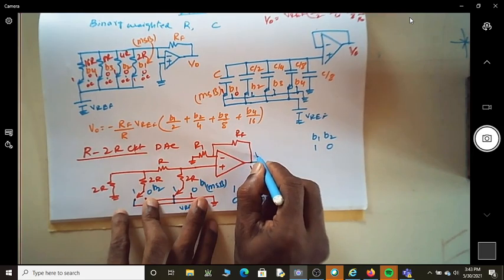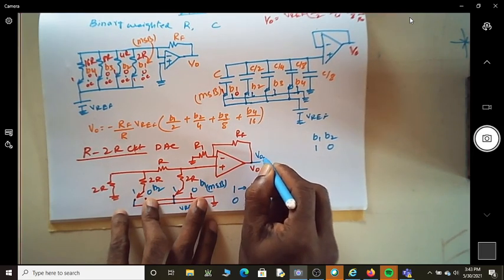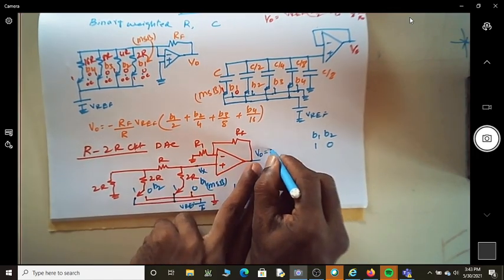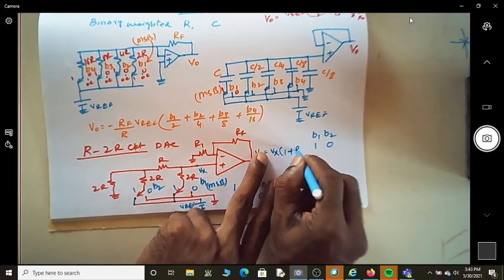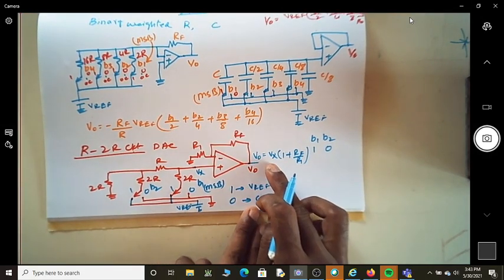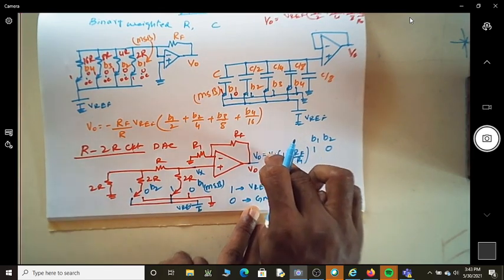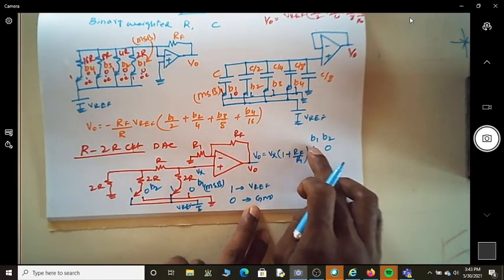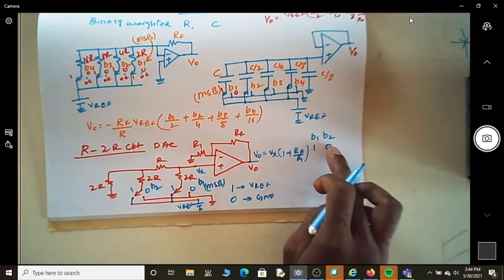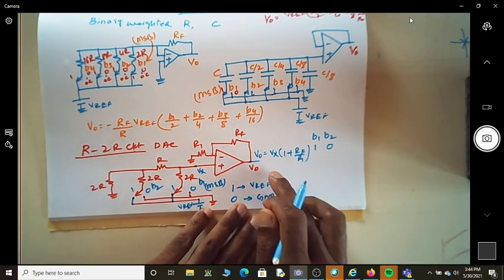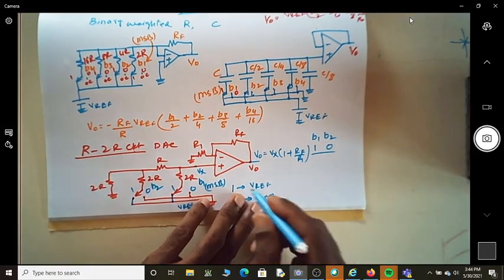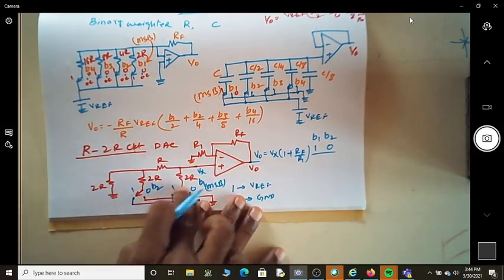Before that, let us try to identify what is the output voltage. Output voltage V0 is equal to, suppose I say this as Vx, Vx into 1 plus Rf by R1. This is the expression for the output voltage. Let us try to understand what Vx is when B1 is 1 and B2 is 0, and let us also consider when B2 is 1 and B1 is 0, what is the output voltage. From which we can get the value of Vx. So for this particular thing, I can rewrite the circuit diagram, only this Vx part.